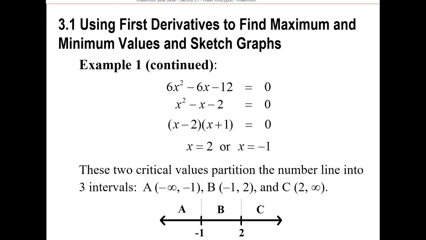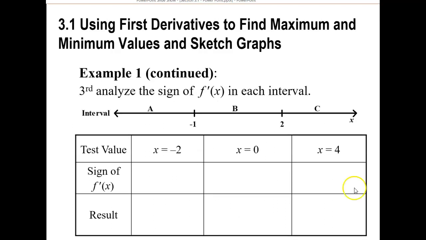Okay, so on the left of -1, it's either increasing or decreasing. In the middle, it's either increasing or decreasing, and then to the right, it's either increasing or decreasing. All right, next we're going to analyze the sign of f prime in each of those intervals.